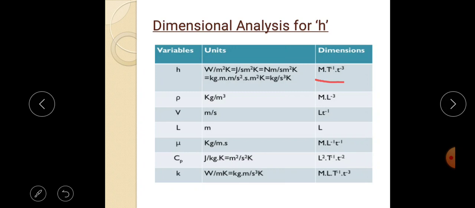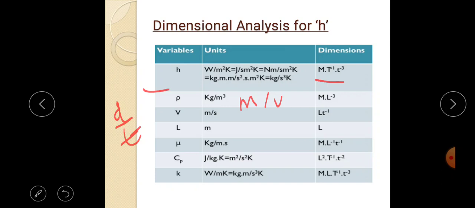Next, rho, which is density. We know density is mass by volume, kilogram per meter cube. So its dimension is M L^-3, mass divided by volume. Next is the velocity. Velocity is what? Distance per unit time. Distance is L, time is t, so it is simply L t^-1.